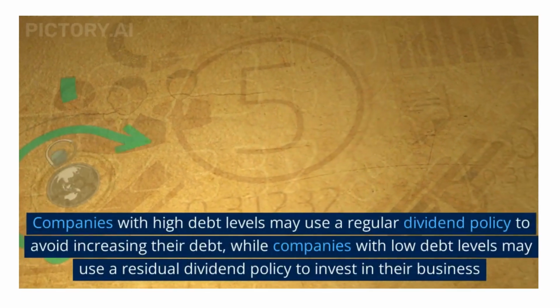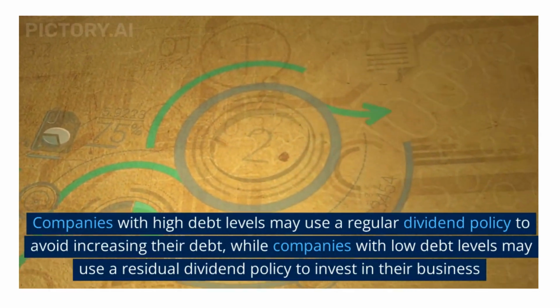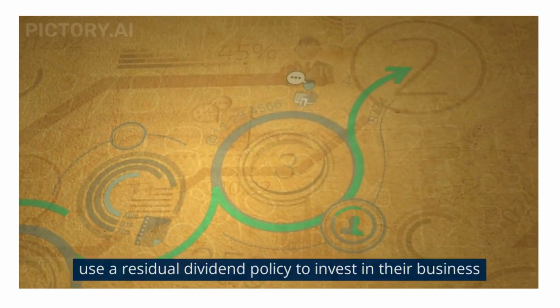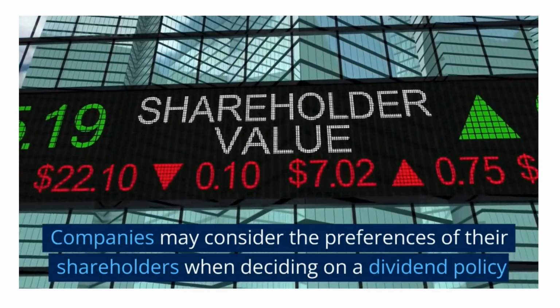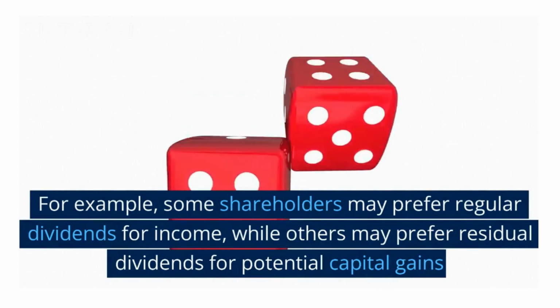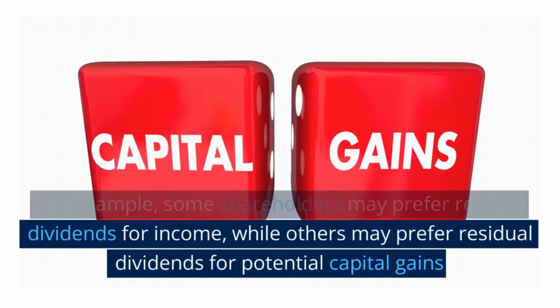Companies with high debt levels may use a regular dividend policy to avoid increasing their debt, while companies with low debt levels may use a residual dividend policy to invest in their business. Companies may consider the preferences of their shareholders when deciding on a dividend policy. For example, some shareholders may prefer regular dividends for income, while others may prefer residual dividends for potential capital gains.